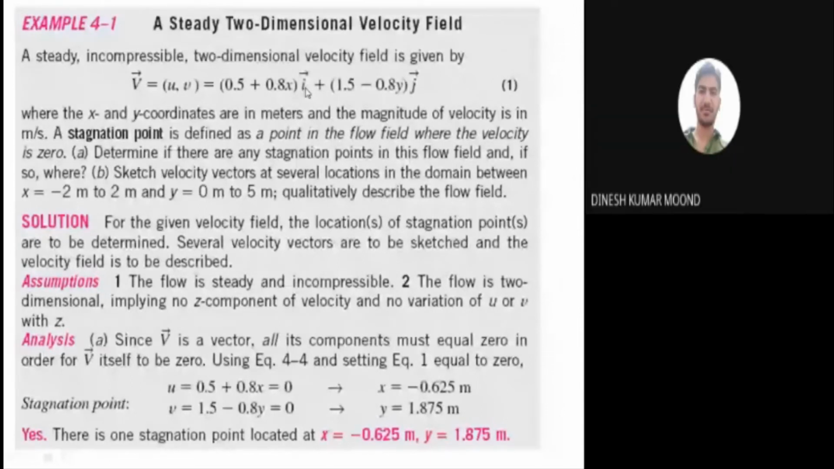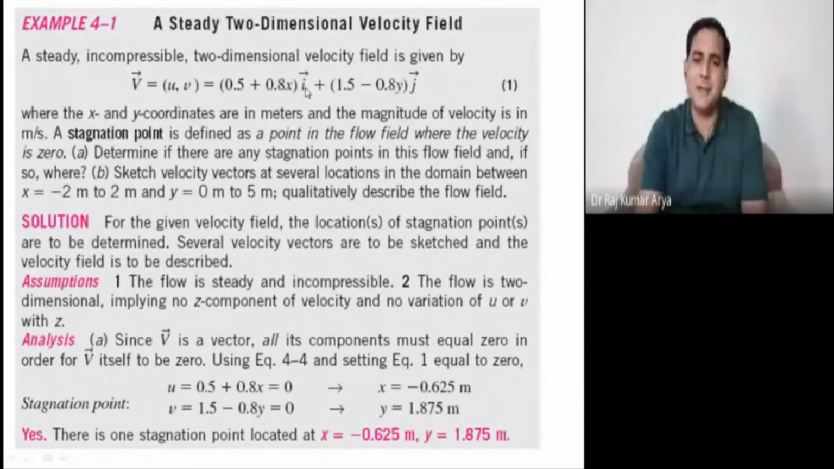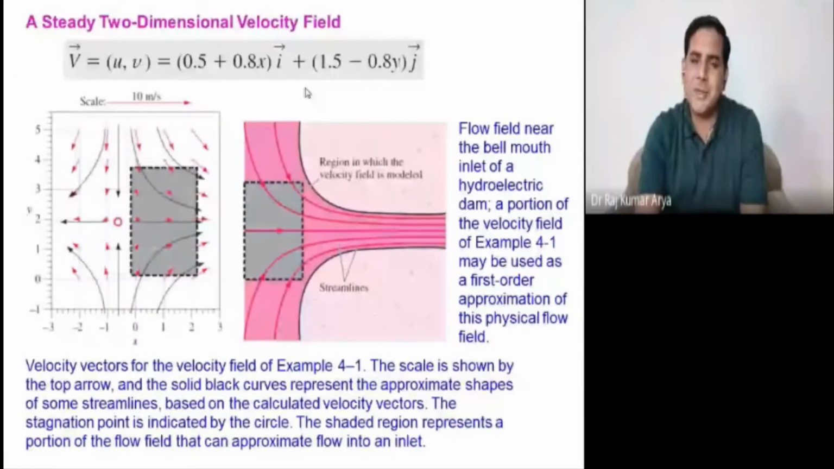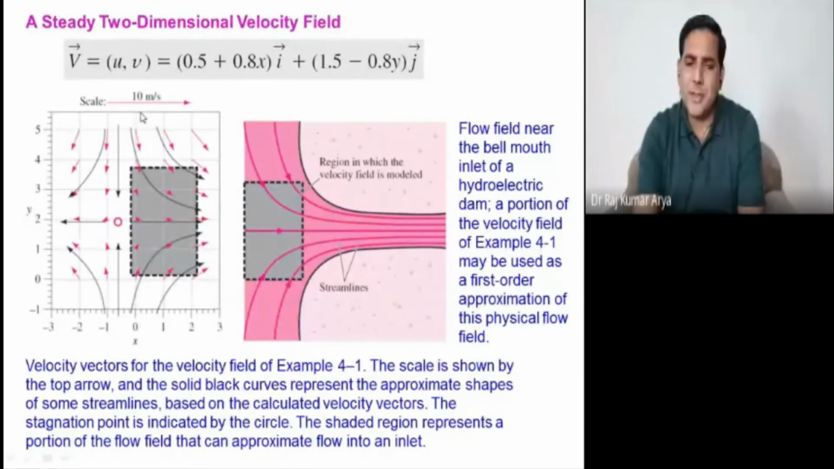Yes, sir. So streamline, if you see here, this is your velocity, this is your u, this is your v. So what will you have there? dy upon dx would be equal to v upon u, right? Yes, sir. Correct. Based on that equation, it can be derived and plotted, or you can do it without that also.